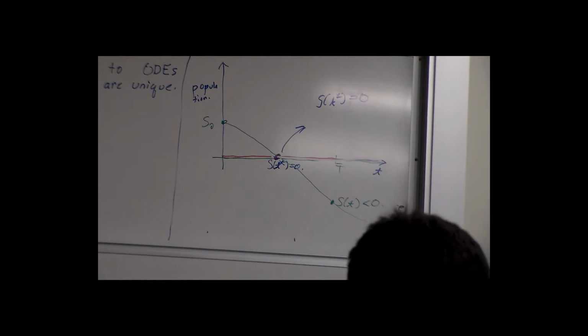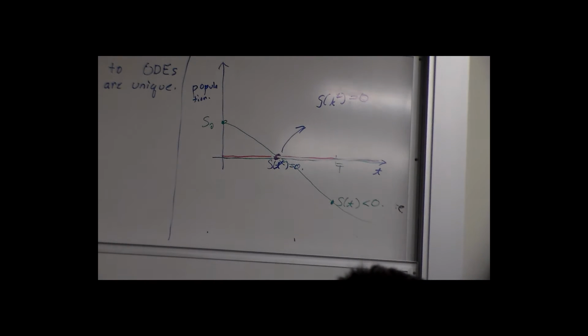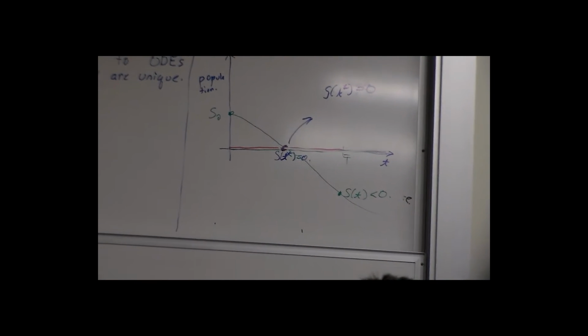Other questions? Okay. Okay. So this is a contradiction. So S is greater than 0. Why did we do this?